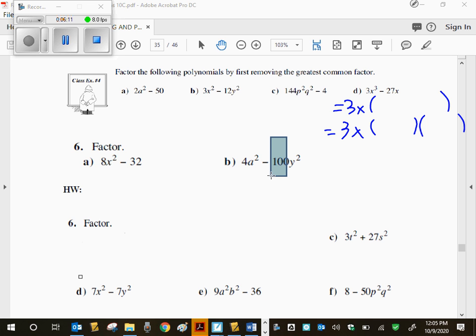GCF first, differences of squares second. This is the easiest type of factoring. You don't want to get these ones wrong. These are a lot trickier than just the square root ones. But if you can take a GCF out, you're going to get all these right, as long as you don't forget the square root as the second step.